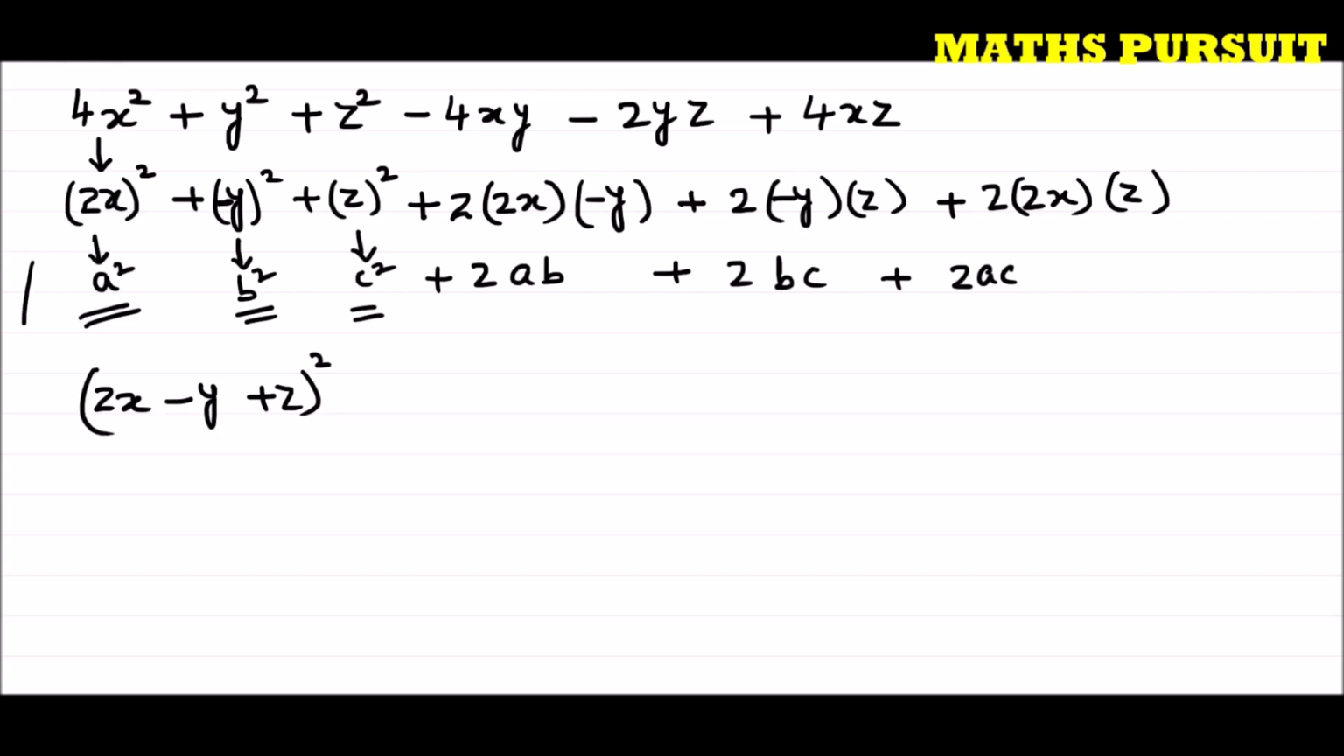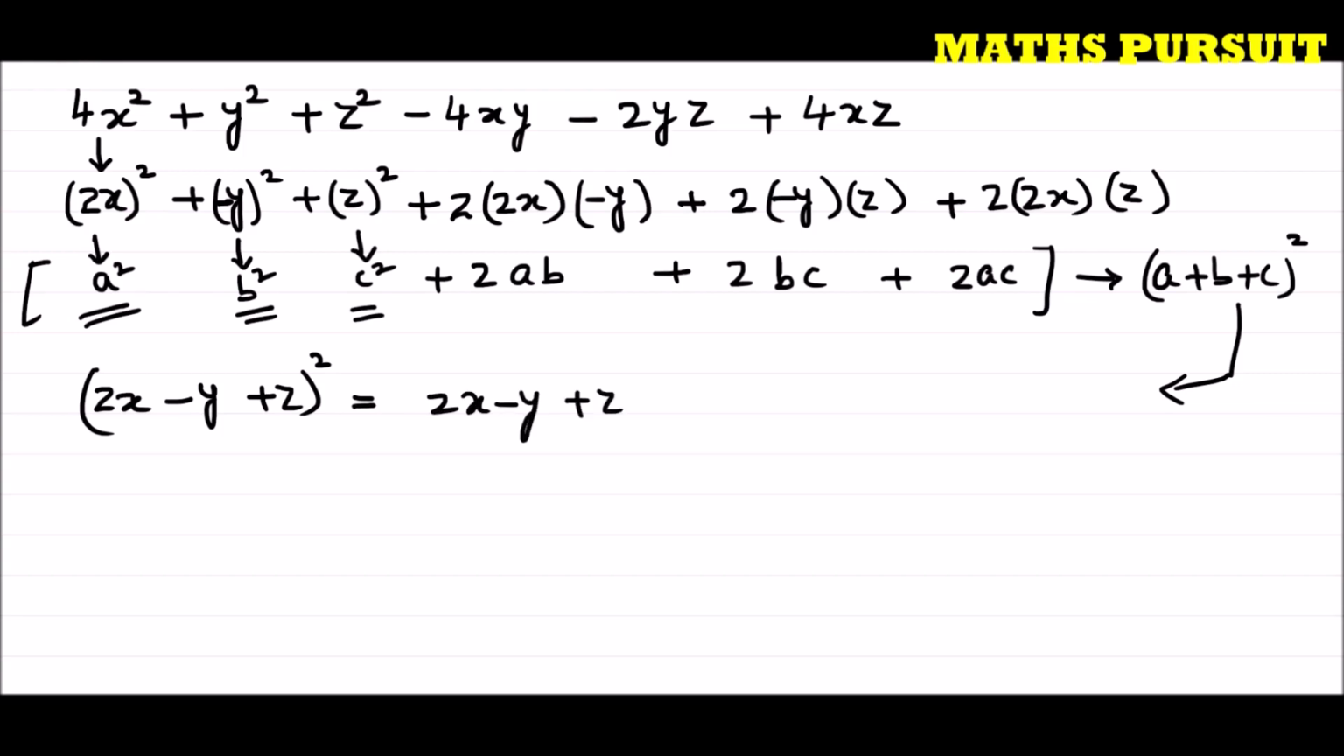Because this particular expression is now of the form of our identity, a plus b plus c to the power 2. This is what I'm writing here: 2x minus y plus z to the power 2, which is nothing but 2x minus y plus z into 2x minus y plus z. Hope guys you understood this. This is very simple and very straightforward.